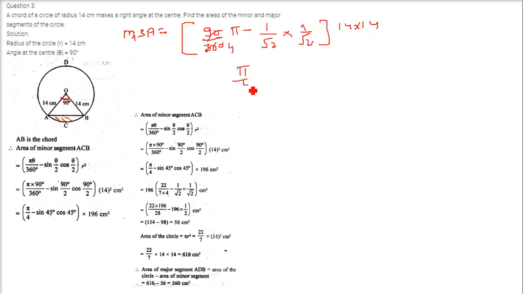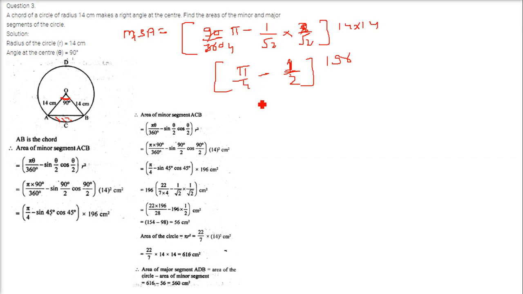This is our first one. So what do we get? This is 4 times, you get pi by 4 minus this is 3 by 4. Okay, this is 1 by root 2, and so 1 by 2. This is 1 by 2.